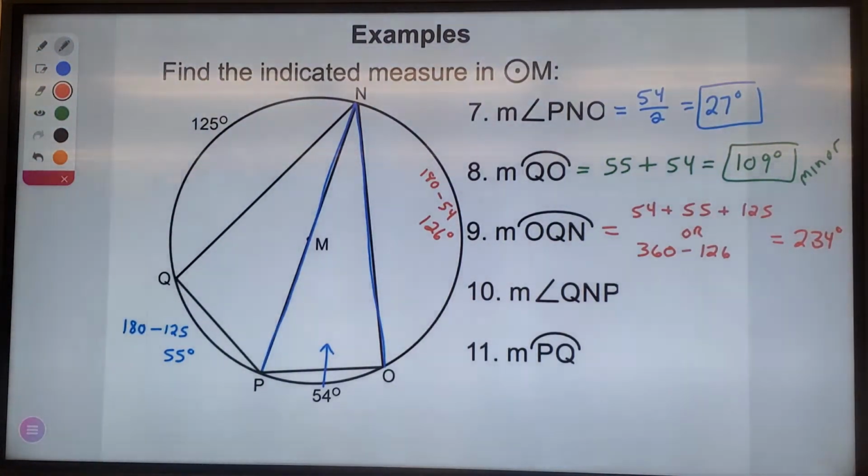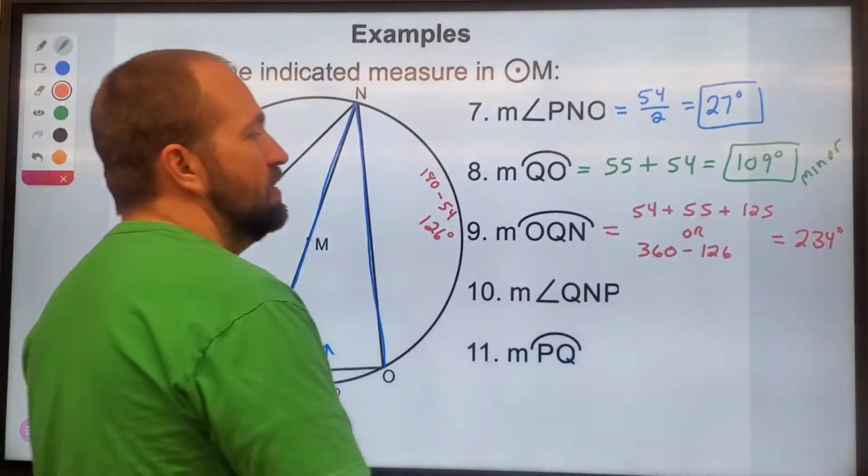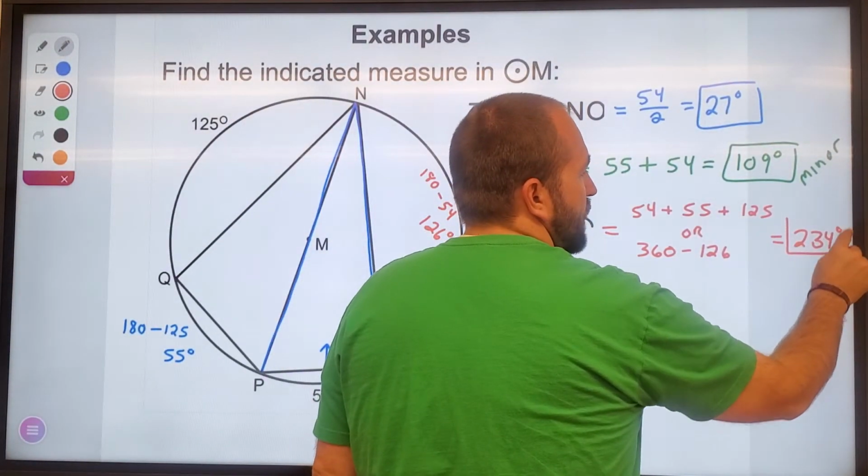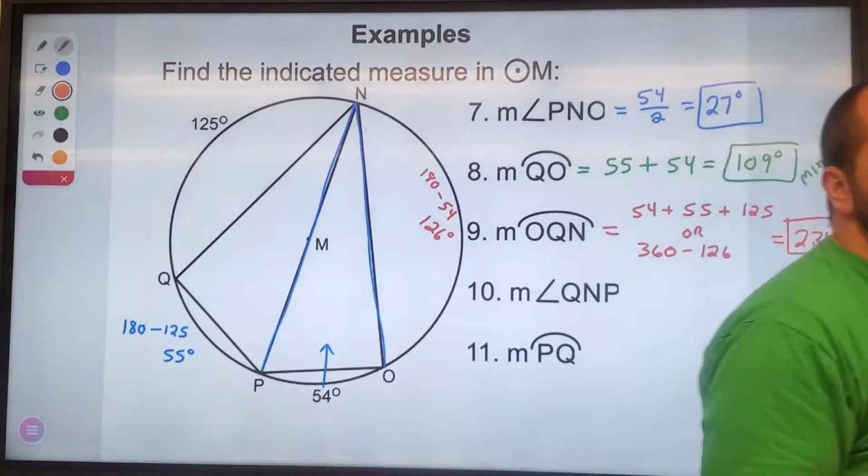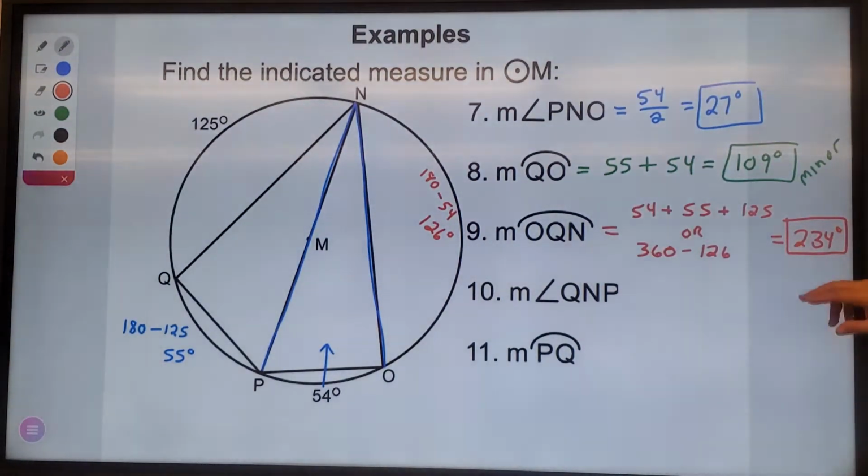234 degrees. And again, this is talking about an arc. So I'm going to go ahead and classify this arc since it is more than 180 degrees. That is going to give me a major arc.